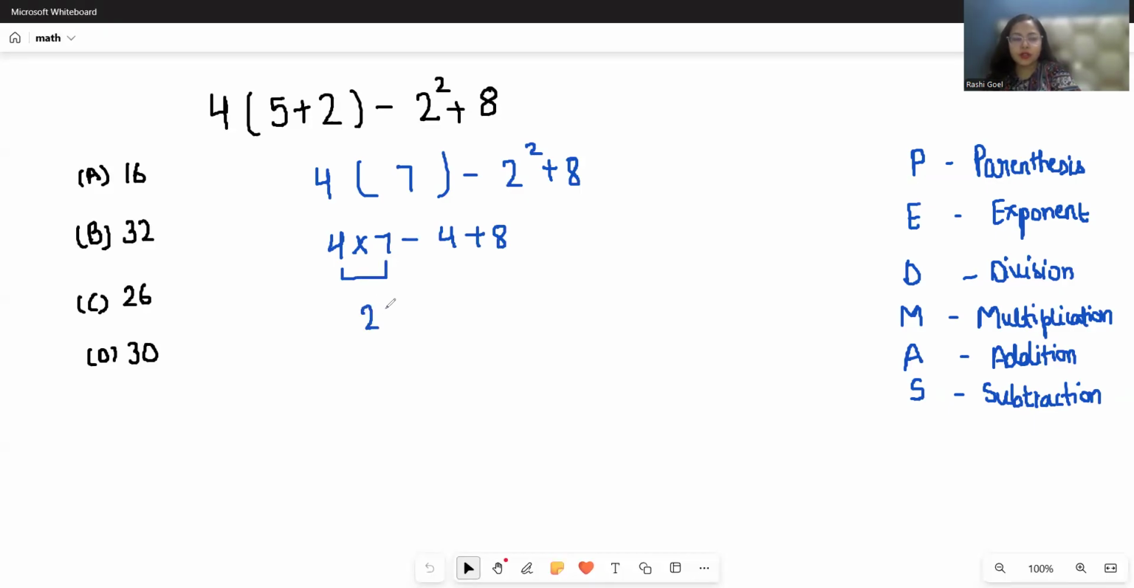4 times 7 is 28, minus 4 plus 8. Or we can write 28 plus 8 minus 4. 28 plus 8 is 36. Minus 4 is 32. Which is option number B.